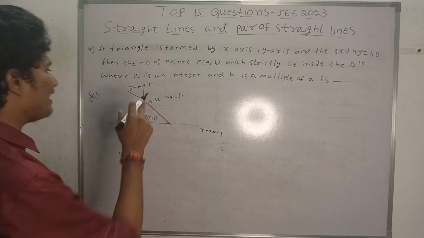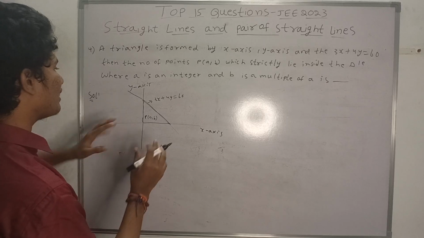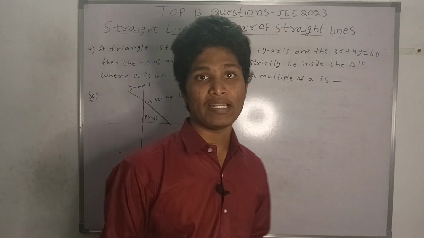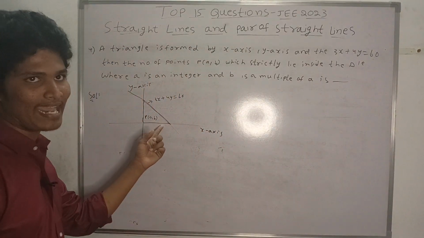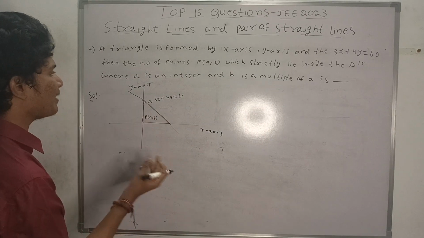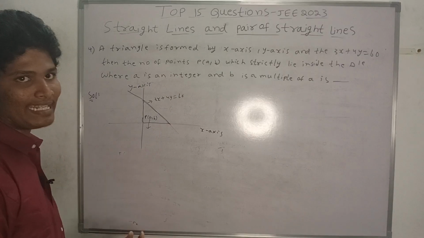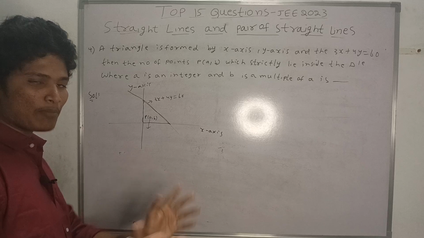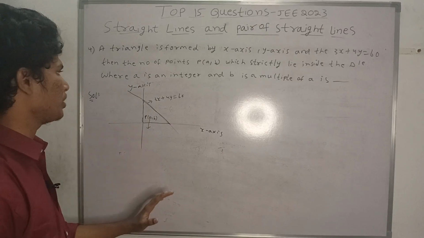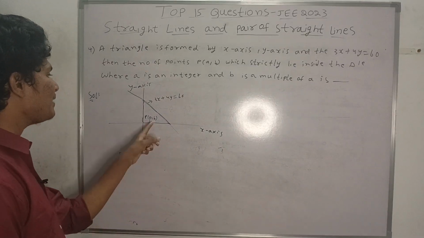which is strictly lying in this triangle. They are saying that in this triangle there are infinite points, but they are keeping some conditions to reduce the answer. What are the conditions? A is an integer. So nearly infinite possibilities became finite possibilities now, because when A is an integer there can be limited opportunities. And again they are saying that B is a multiple of A.